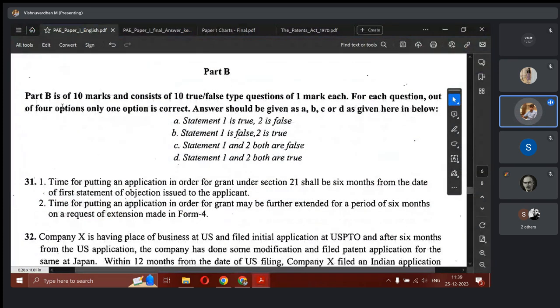So right now, part B is kind of like the useless part of the paper. It's only 10 marks and 10 questions each. So very low effort to yield ratio. And there's a high chance of going wrong here also. So don't waste too much time here. Spend most of your time on part C. That's the gold mine. Okay.